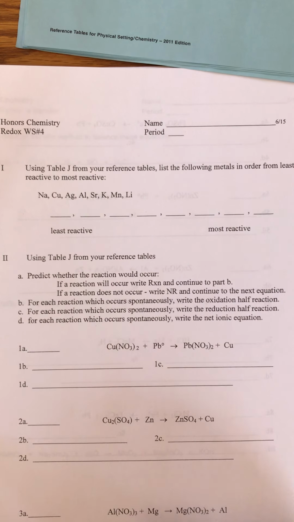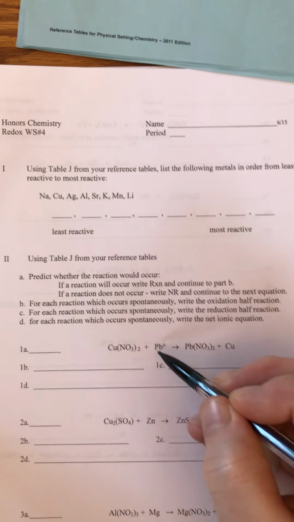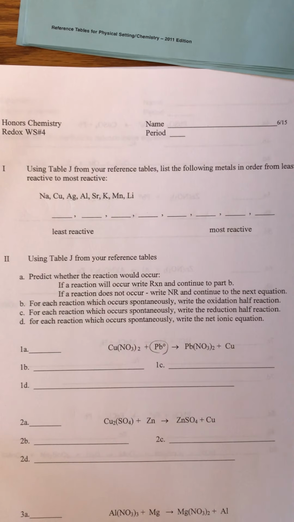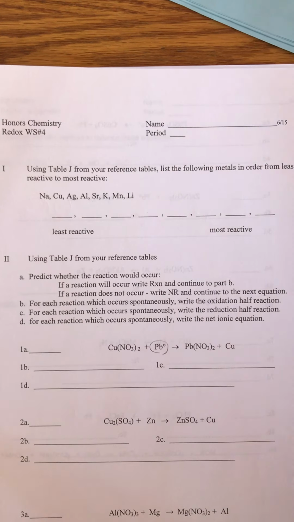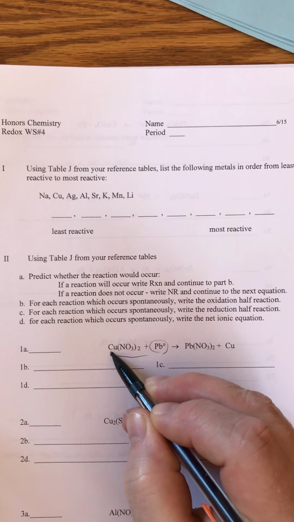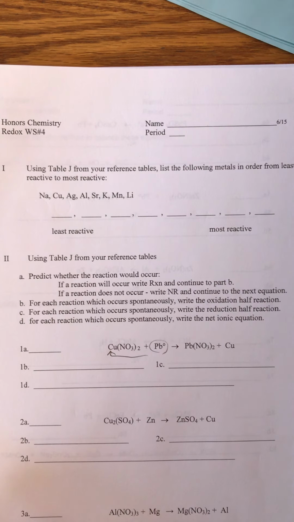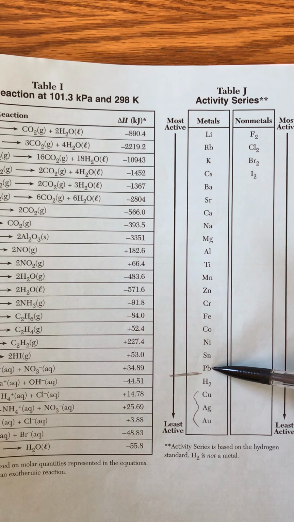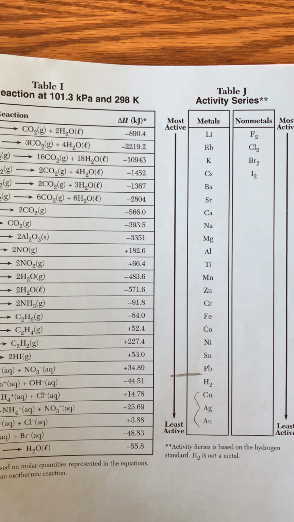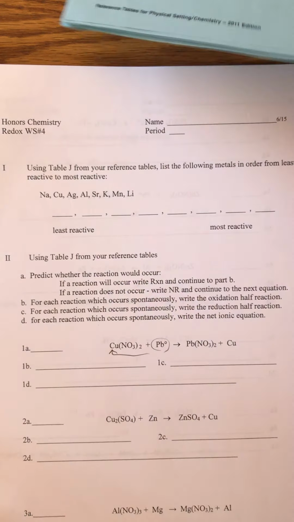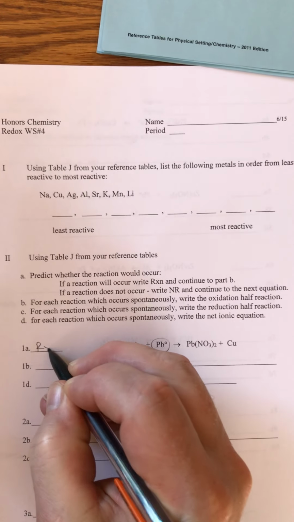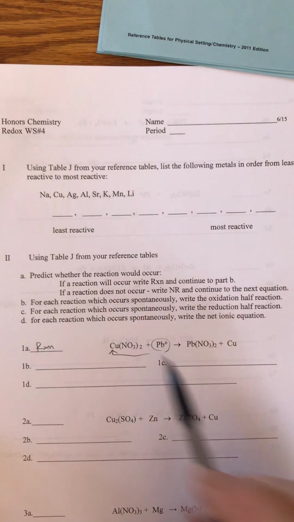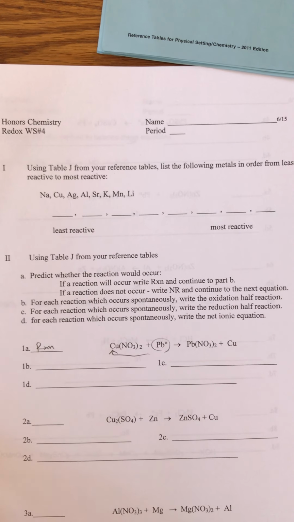So I look at the left-hand side of the equation, and here's my free element lead. And who is it trying to replace? It's trying to replace copper. So you ask yourself, is lead going to be able to replace copper? Here's lead. There's copper. Lead is more reactive than copper. Yes, this reaction will occur. Yes, you're going to get a reaction. If it doesn't occur, write NR and go to the next. For each one that does occur, write the oxidation, write the reduction, write the net ionic.